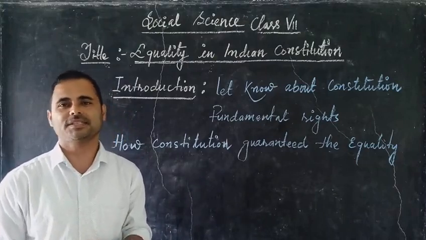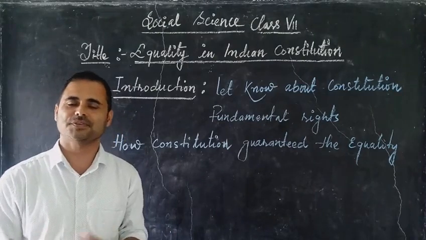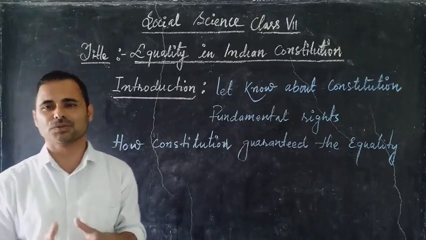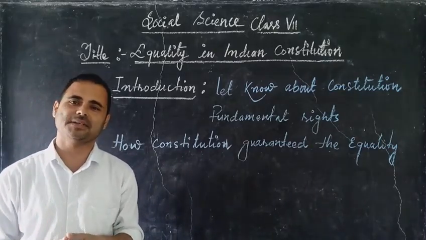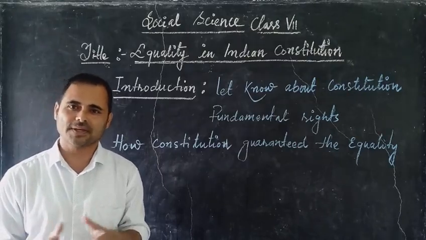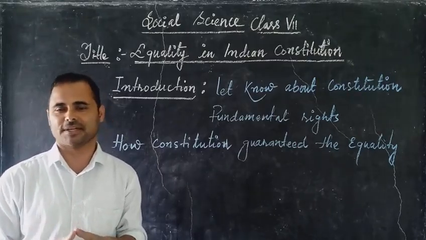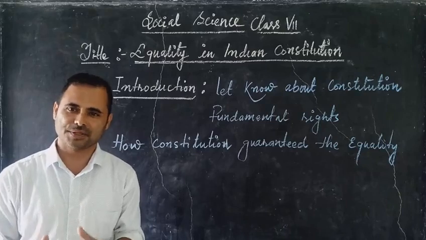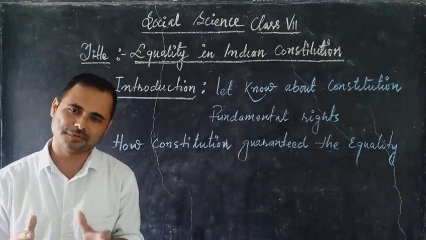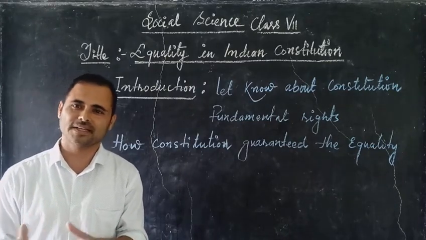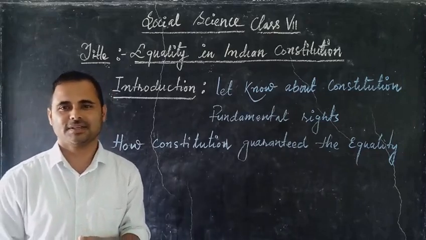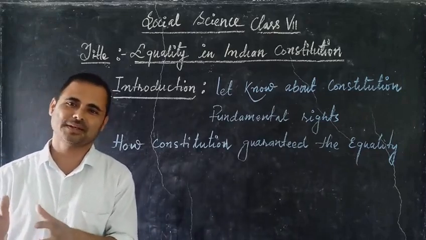But fundamental rights are quite different. So what are these fundamental rights? Let us try to explore that. Fundamental rights are those rights which are guaranteed by the Constitution of our country. These rights are broadly categorized into 6 different types: right to equality, right to freedom, right against exploitation, right to freedom of religion, cultural and educational rights, and right to constitutional remedies.